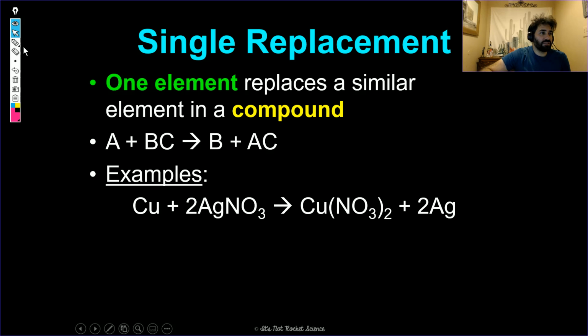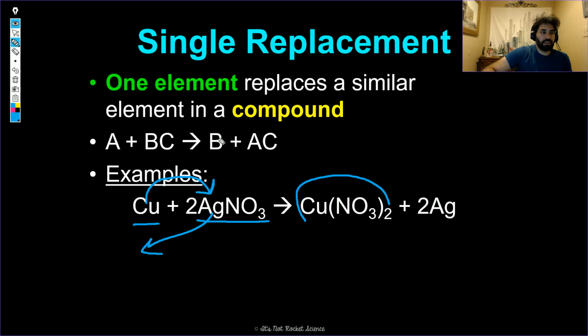Now, some examples of this are copper. Let me change this color. All right, let's say you have some copper, and you put that copper into a silver nitrate solution. Well, copper and silver, those are both metals. What's going to happen is the copper is going to come here, bump out the metal, and the silver is going to be all by itself, right? And that's what you see as the product side. You see that the copper is over here combined with the nitrate, and the silver is just by itself. It got bumped off. It got replaced.